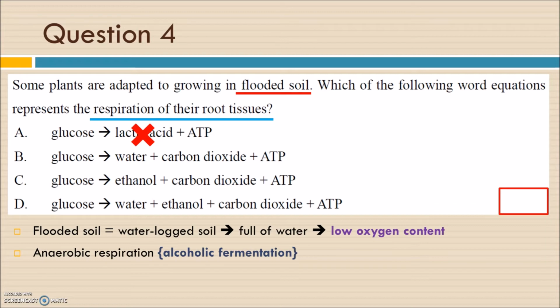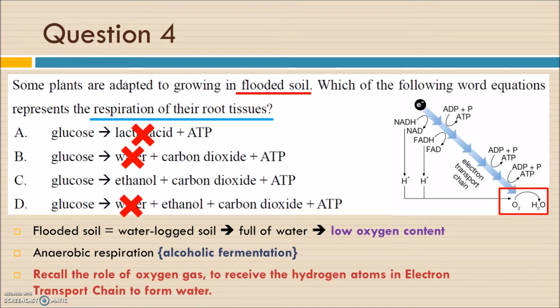Answer A is wrong because lactic acid fermentation takes place in skeletal muscles and some lactic acid bacteria, but not plants. Answers B and D are also wrong because no water can be produced according to the concept of ETC. Meanwhile, answer B is wrong since we do not find any ethanol produced in the word equation. But obviously, the root cells of the plant should undergo alcoholic fermentation. So that's why the answer should be C.